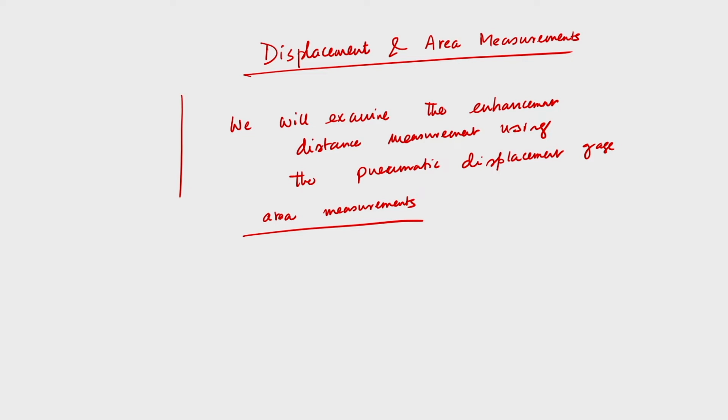Again, I am telling you that accurate measurements, be it distance, area or displacement, that is basically dimensional measurement. Accurate measurements are very important for both industrial and experimental applications.